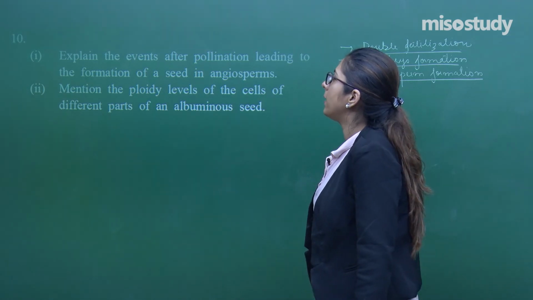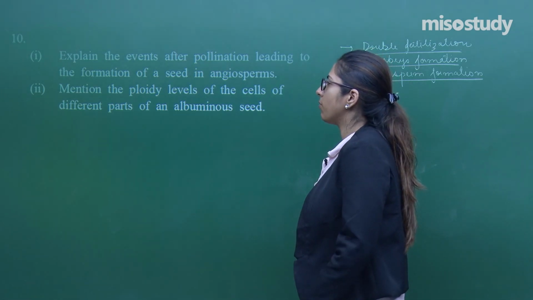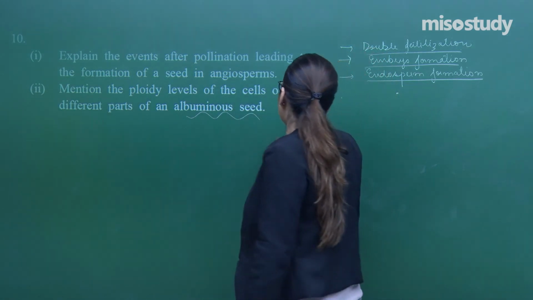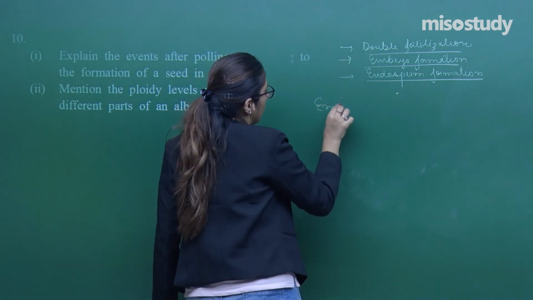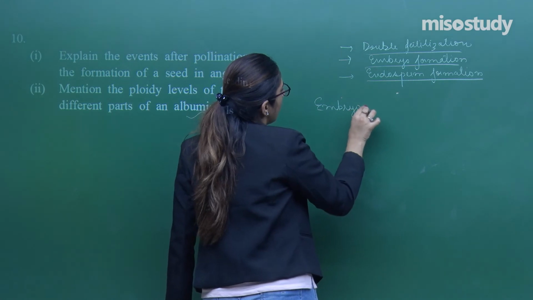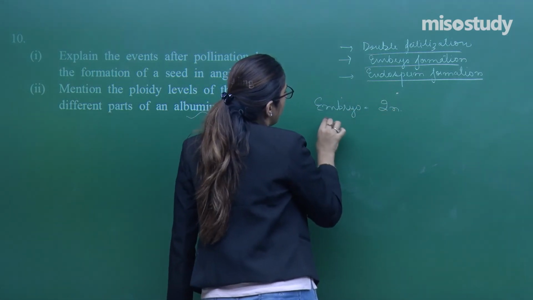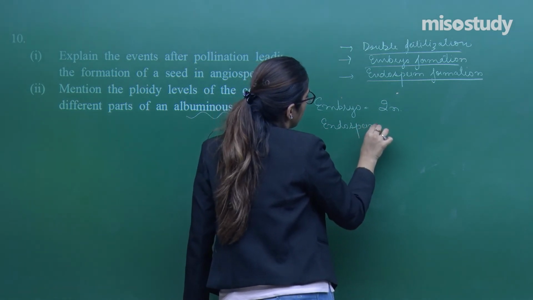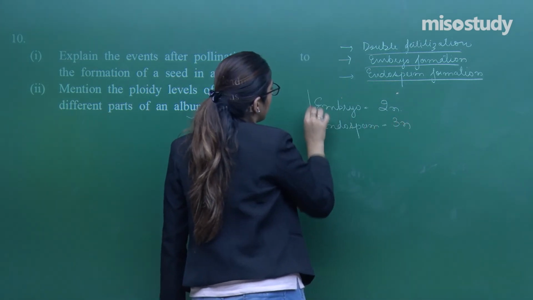Let's look at the second part. Mention the ploidy levels of the cells of the different parts of an albuminous seed. First of all, in this case, the embryo will be diploid, whereas the endosperm will be triploid, right?